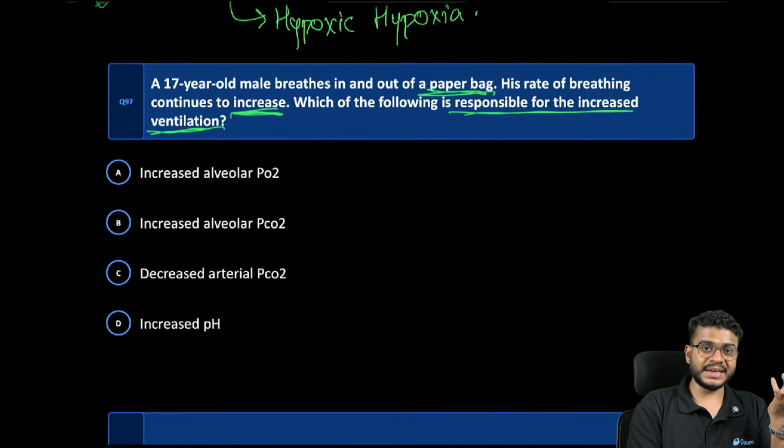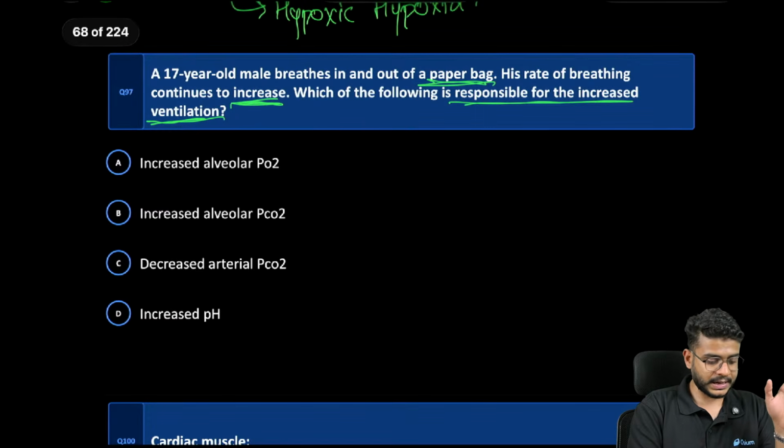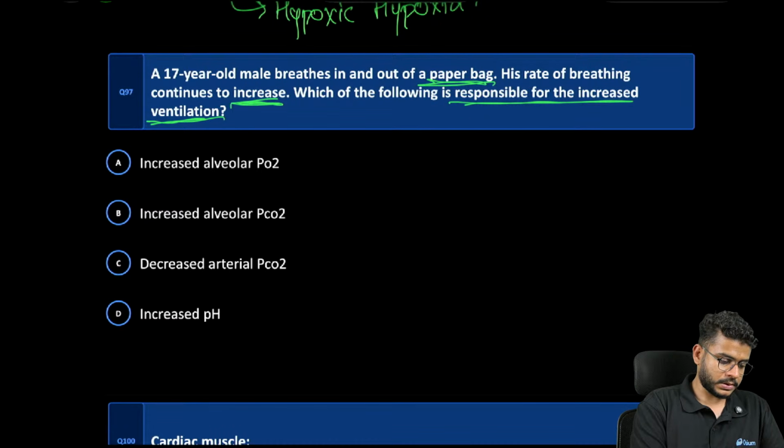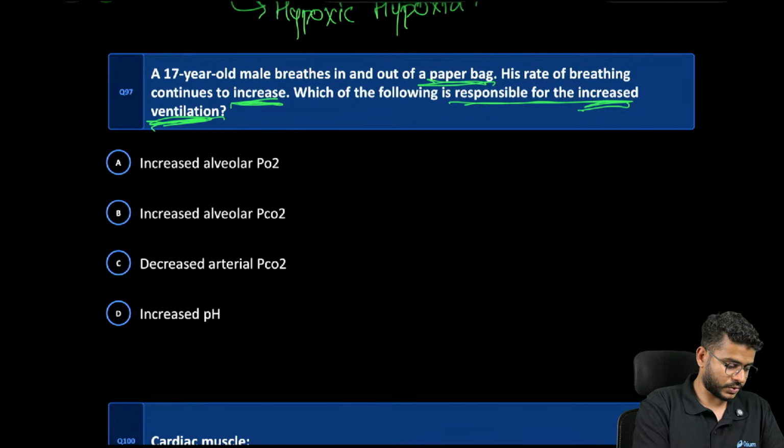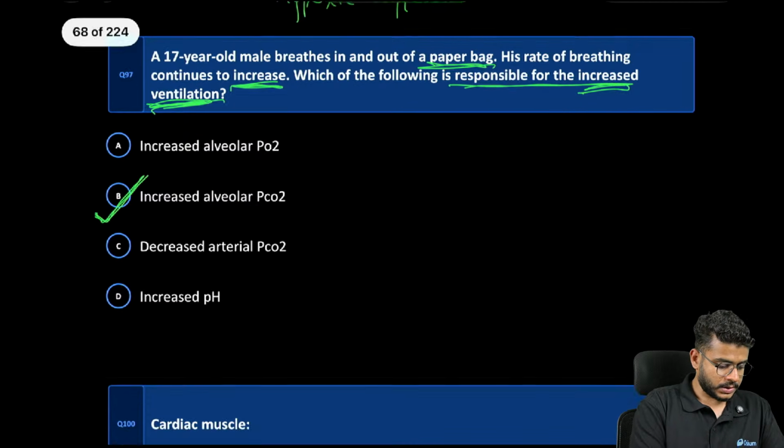So increased concentration of carbon dioxide in the blood, in the alveoli, causes what? Increased hyperventilation for removing the excess carbon dioxide. So he is taking back the carbon dioxide which he expired again. So the partial pressure of carbon dioxide inside the alveoli will be higher, which is responsible for the increased ventilation. So the option is option B.